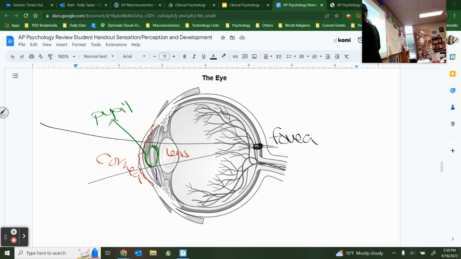What about the color part of your eye? It's right here. That's the iris. I like how you made it blue. I did.